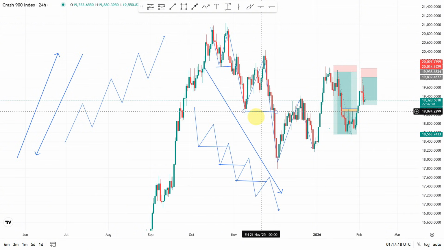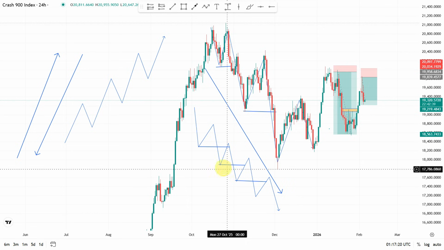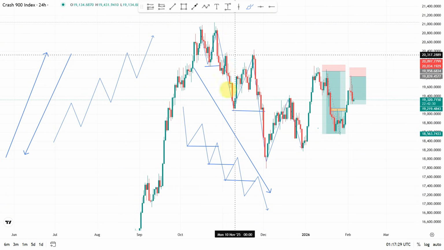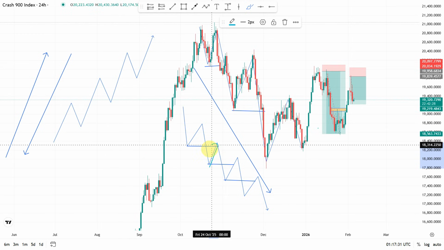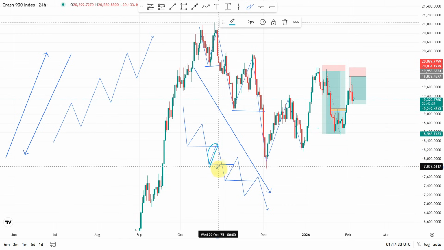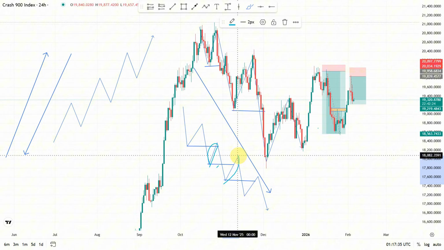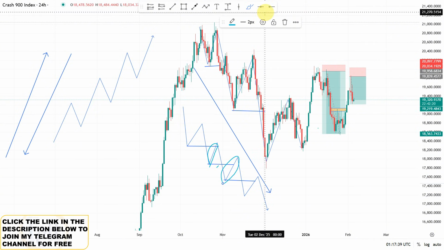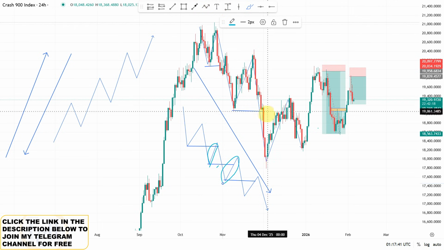So again, coming to our illustrations right here, we know each time the market broke structures, the way the market was moving is that it was going back, retesting the broken structures. Each time the market broke the structures, the market went back, retesting the broken structure levels. So we said, okay, let us see the way this market was moving right here.